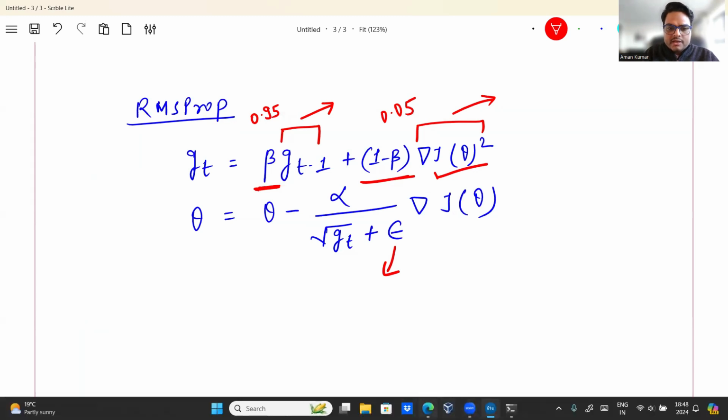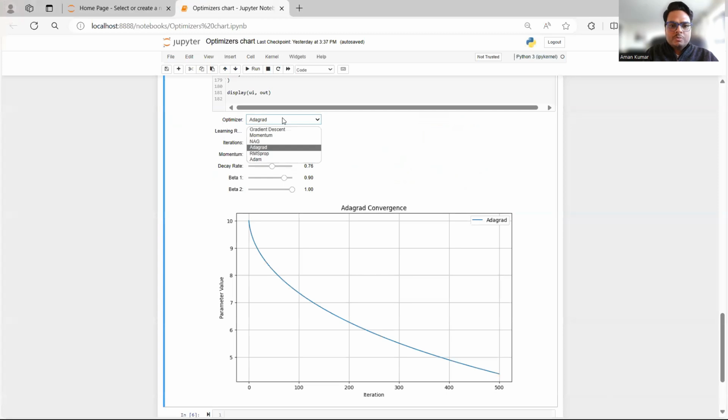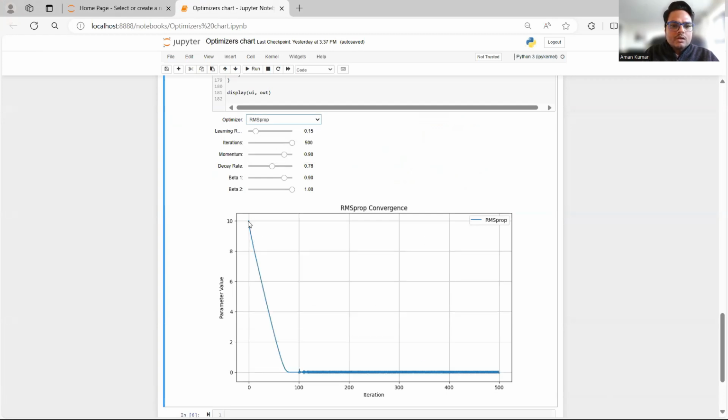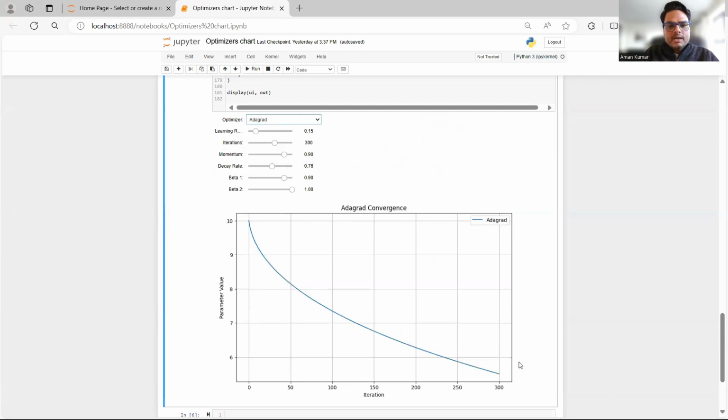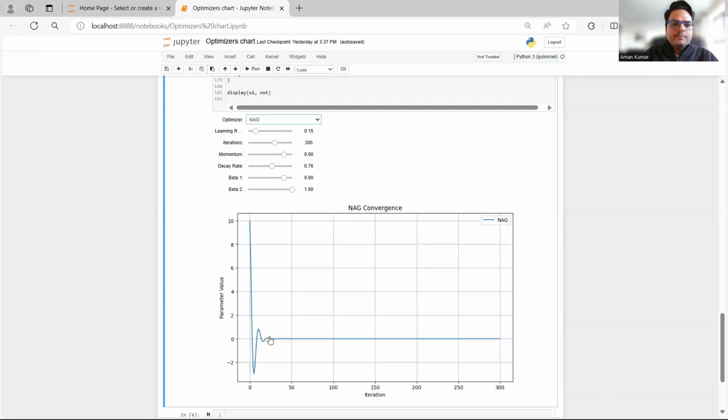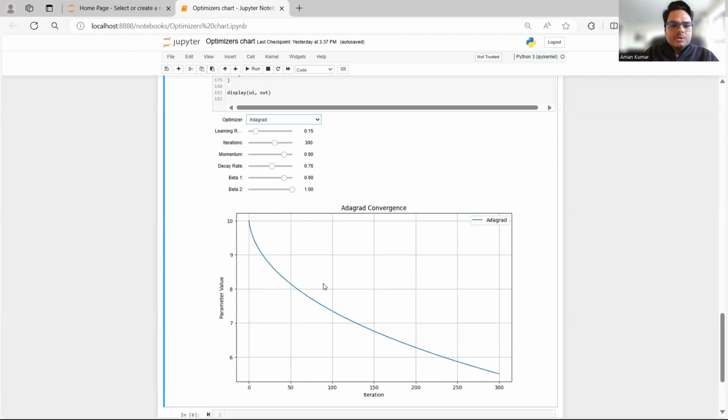So if I go to Python again and change this to RMSprop, I'm not anticipating any wonders here, but let me decrease the iterations, then it will be easy to see. Let's make it 300 iterations and see Adagrad. As you know, our value is 0 where we want to reach. In NAG it is reaching 0. In Adagrad, you see that it is not able to reach 0 even after 300. We saw in 500 also.